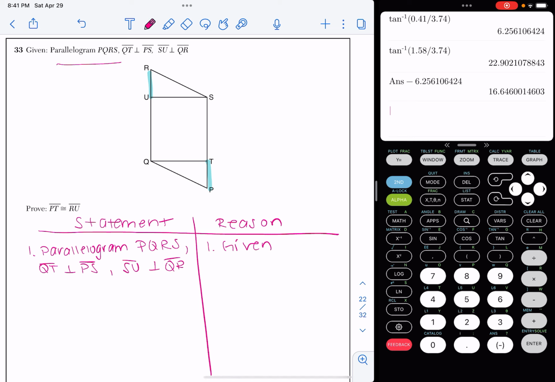The first given tells us that we have a parallelogram. And let's think about some properties of a parallelogram that could help us. So for instance, one I can think of is that angle R has to be congruent to angle P because opposite angles in a parallelogram are congruent.